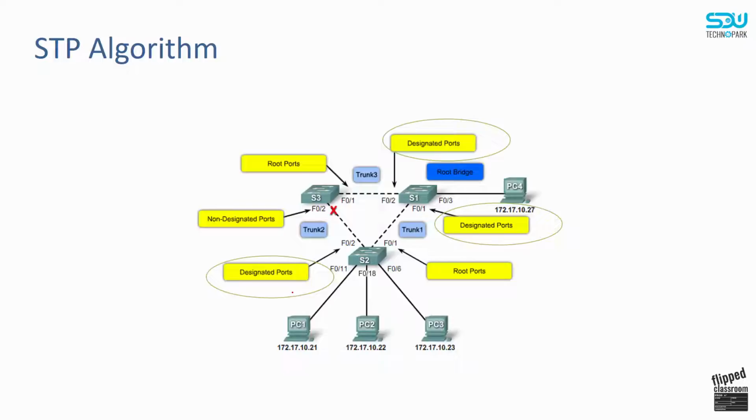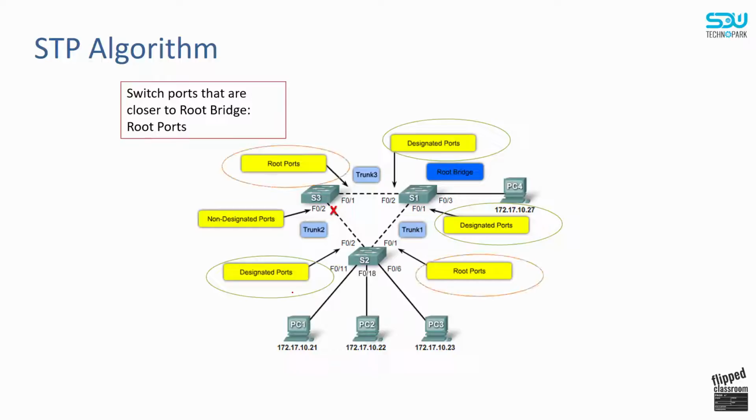When we elected the root bridge, all other switches, the non-root bridge switches, calculate the best path to the root bridge. In this example, switch 1, switch 3 and switch 2 define that FA01 here and FA01 here are going to be the root ports. Why are they called root ports? Because they are much closer than other ports to switch 1, with direct communication to it. That is why they are called root ports.